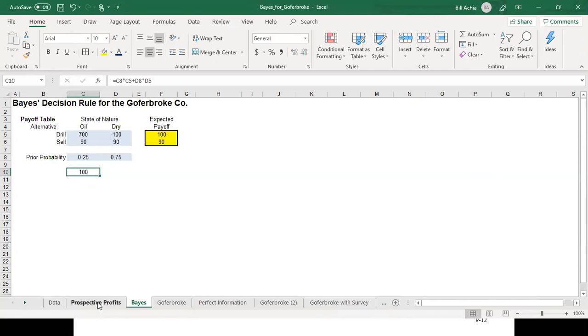Okay, and with that, we come up with a new expected payoff, which is different from what we had in the previous example. Okay, and with that, now we end up with the drill option as being possibly our best option. Okay, our expected payoff is that at the end of it all, if we decide to drill using the Bayesian approach, we end up with an expected payoff of $100,000, which is higher than our option to sell, which would still be $90,000. Okay, so we do the exact same thing for the sell option, and that's how we come up with our $90,000.